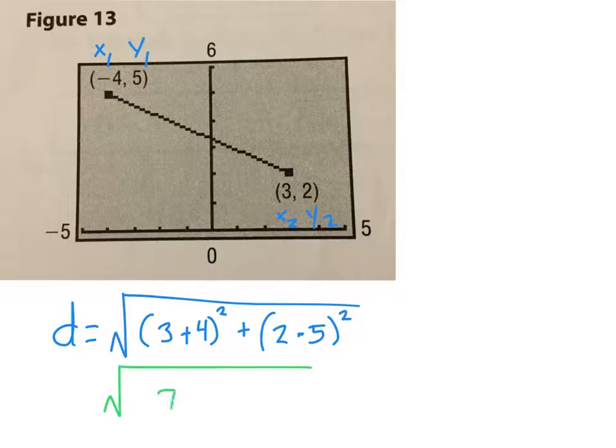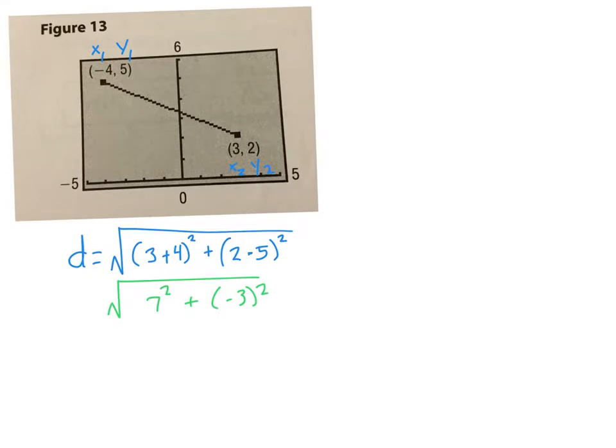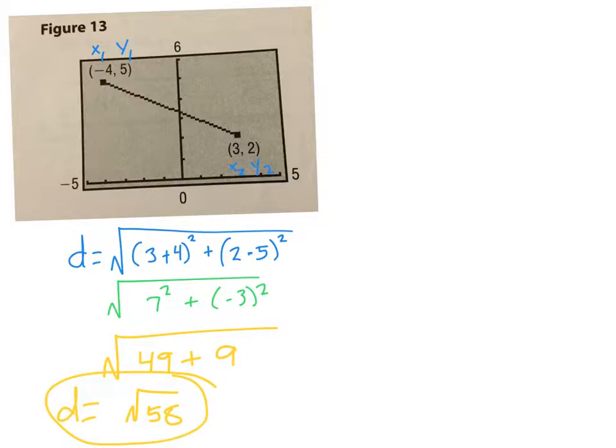Simplifying that, that's going to be 7 squared plus negative 3 squared. And then I got to take the square root of that. That gives the square root of 49 plus 9, which is radical 58. And now your calculator can reduce that if it is reducible. In this case, it's not. So the square root of 58, or radical 58, is the distance between those 2 points. And that's my final answer.